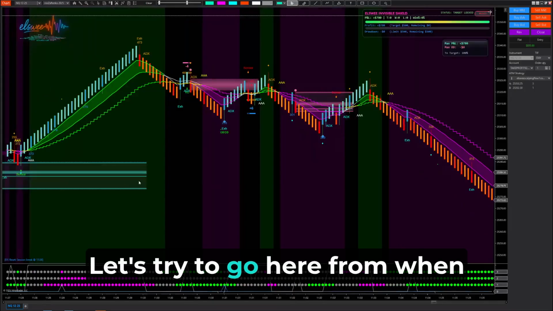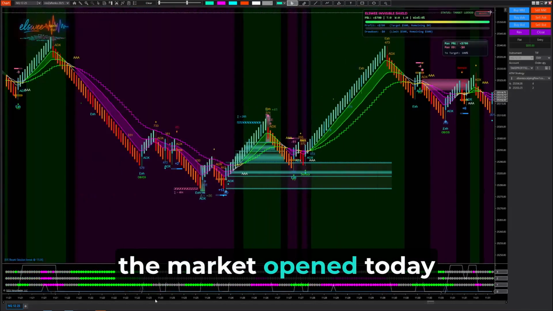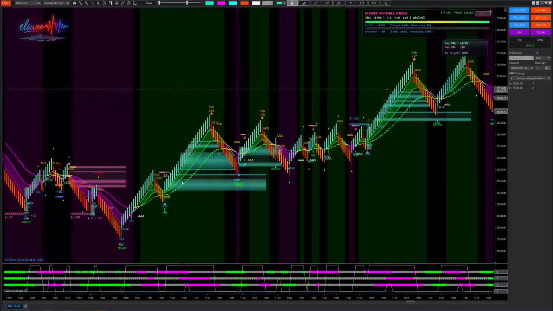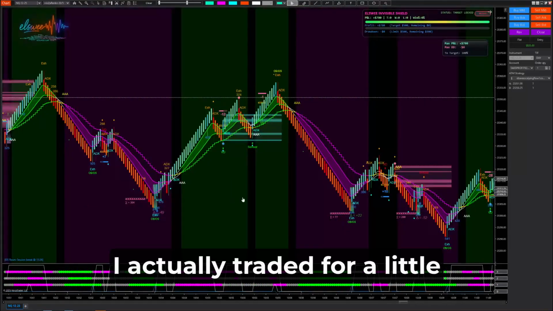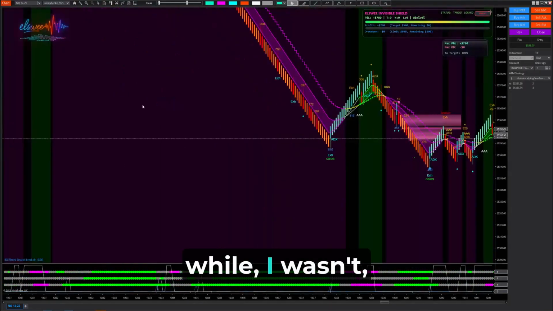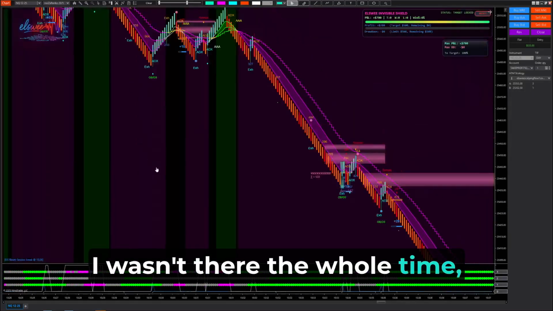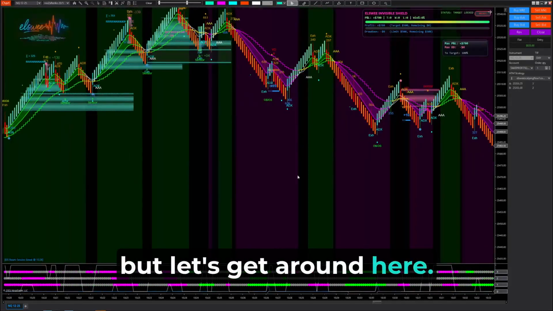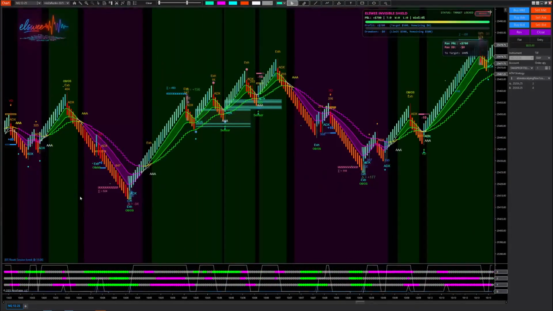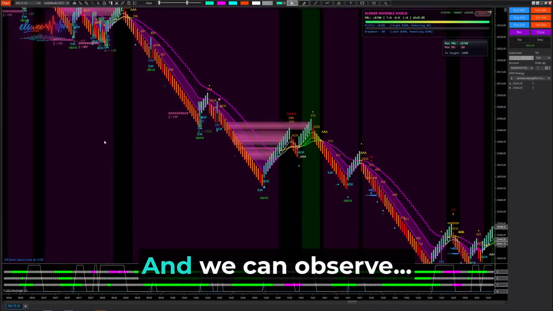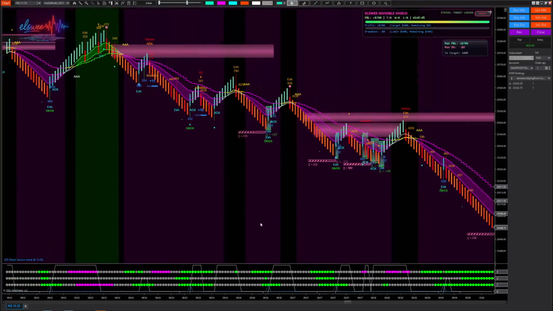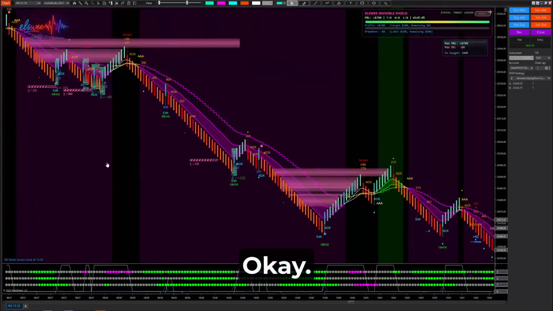Let's go here from when the market opened today to see what happened. I actually traded for a little while. I wasn't there the whole time, but let's get around here. And we can observe. Let's stop around here now. Okay.